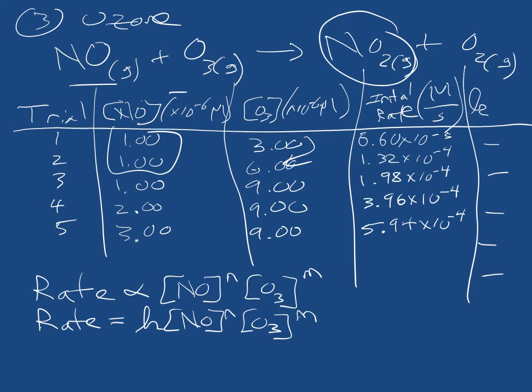Okay, well, we have to look at the rate, don't we? What happens to the rate? So we double ozone, and if you're not sure what it does to the rate, just divide it. Divide rate 2 by rate 1. What are you going to get? You're going to get 2.